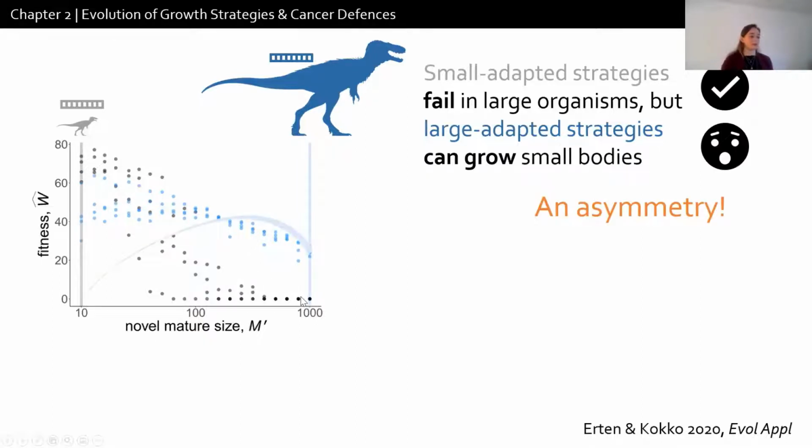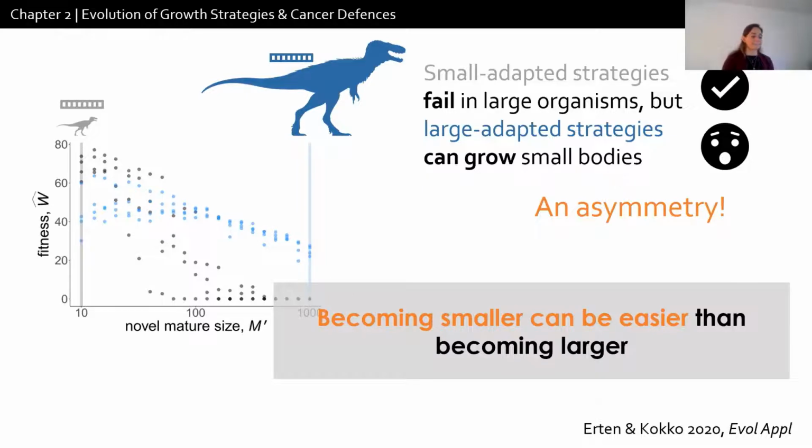Whereas the other way around, whether large adaptive strategies fail in small sizes, this expectation was not met. So large adaptive strategies could grow small bodies. As you can see, some of them actually fared similarly to the small adaptive strategy in small sizes. So there is an asymmetry between how robust these strategies are. So this implies that becoming smaller in size can be easier than becoming larger, because smaller organisms can use the strategies that are adapted to large size organisms, whereas vice versa is not true.